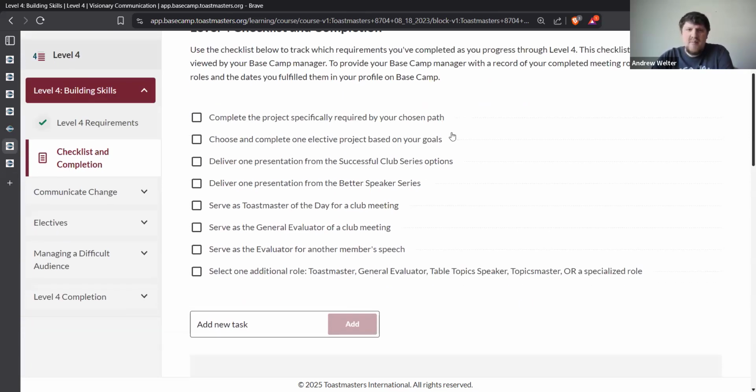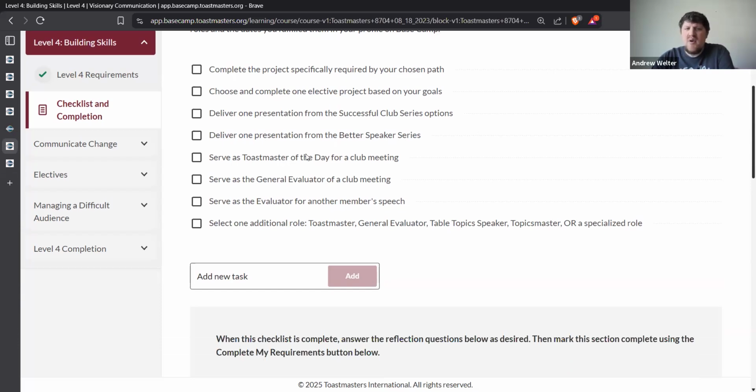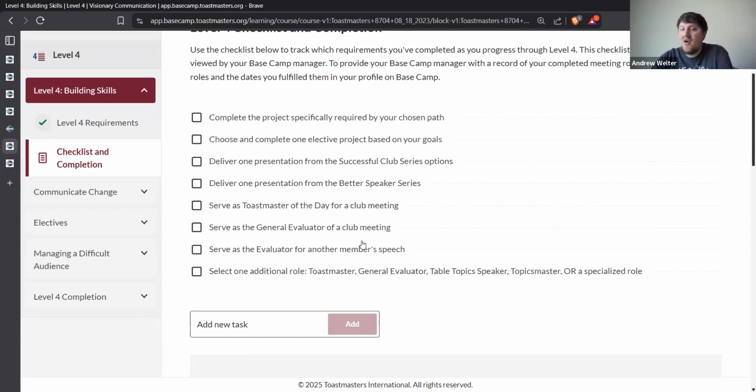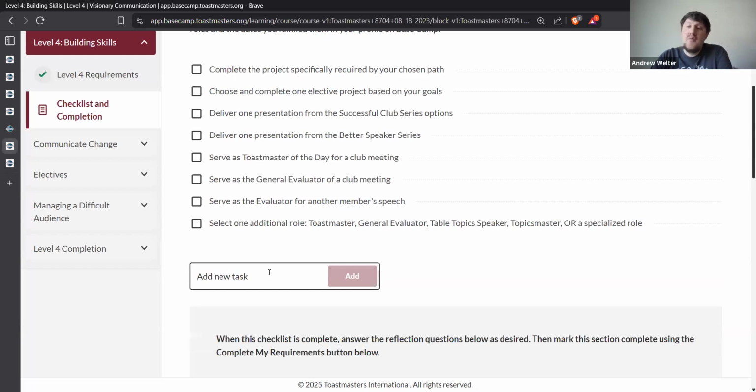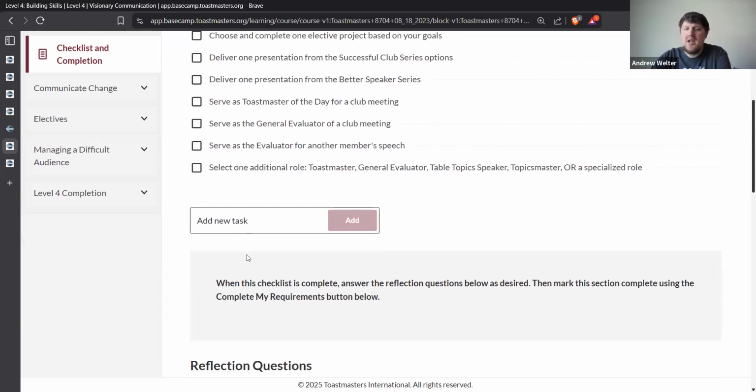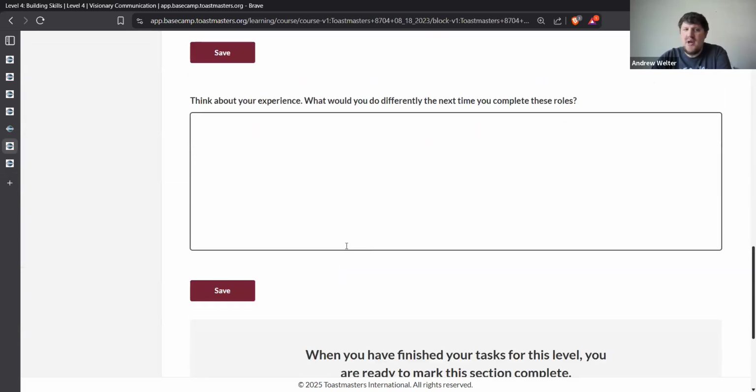Again, they're going to have the required speech and your elective or two of your check marks. Then you have your successful club series, your better speaker series, and then all of the meeting roles as separate check marks. Again, once you get to this level 4, this adding new task could be beneficial. People who have done level 4 projects know that those can start getting a little more project and less speech. You can use this to keep a thought process going. And then, of course, you have your reflection questions.